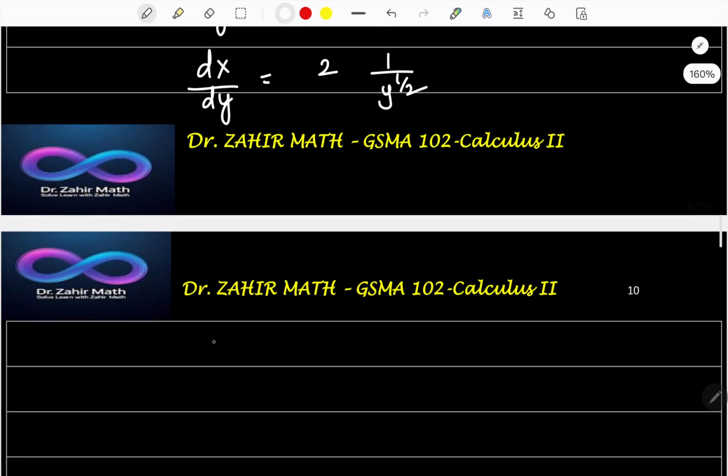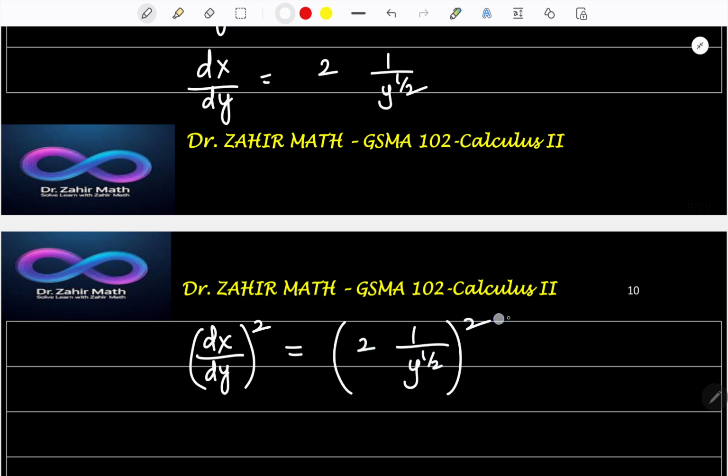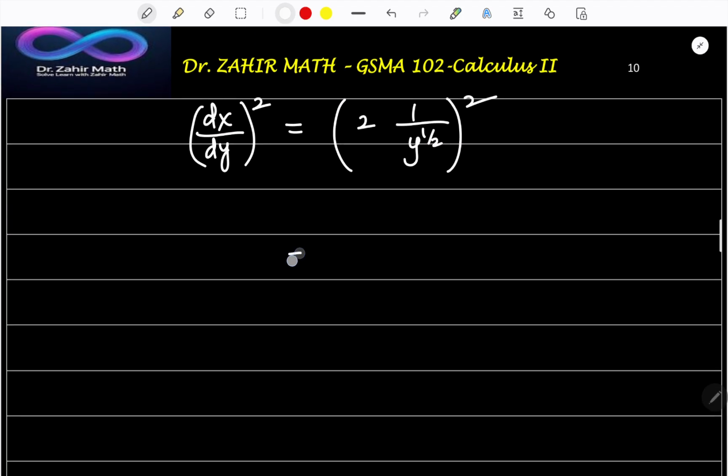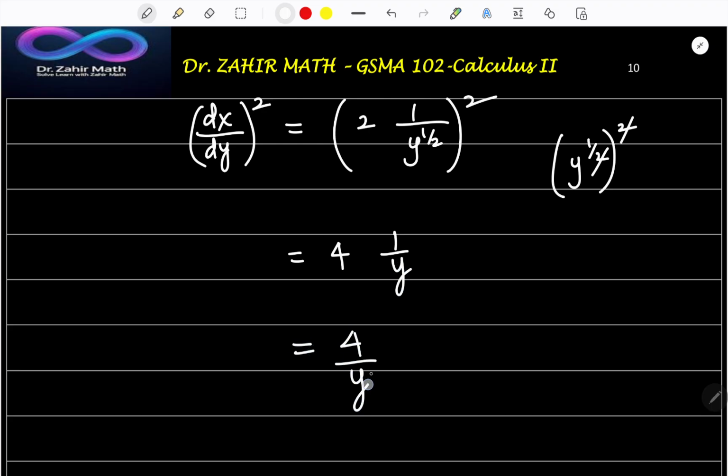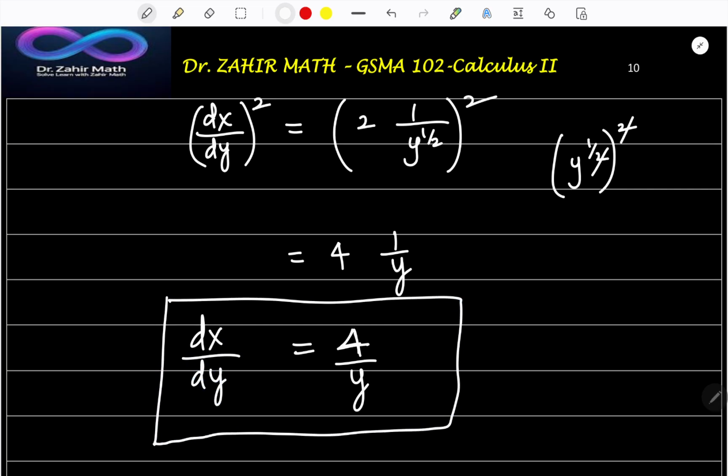My next step is dx divided by dy the whole square, which is equal to 2, 1 by y power 1 by 2, the whole square. So 2 square is 4, right? And this is y power 1 by 2 power 2. The 2s get cancelled. So you will get what? 1 over y, which is 4 divided by y. So this is your dx divided by dy. Clear to all of you? Right?